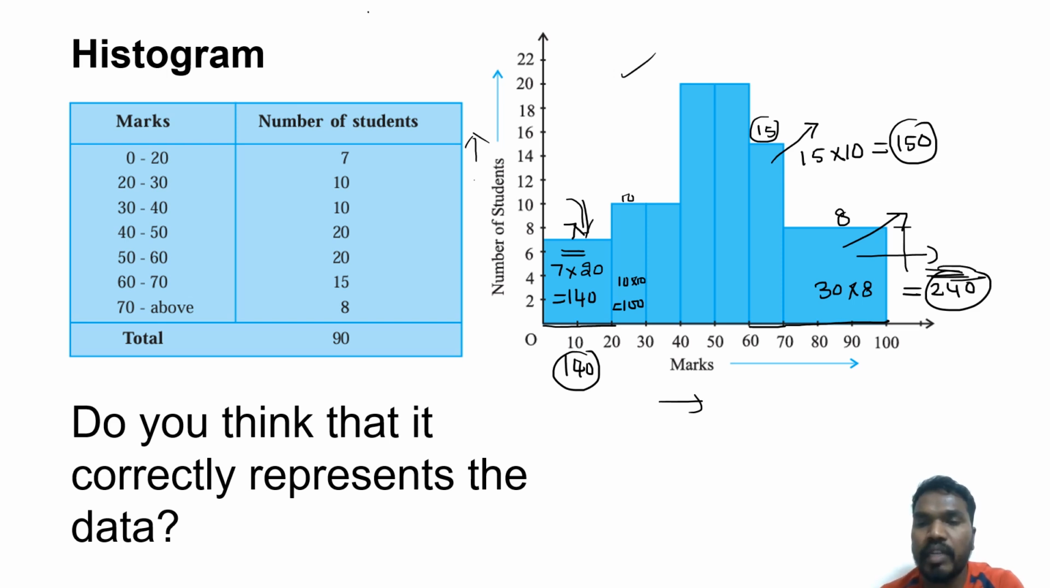This is having more area. So that means whatever the histogram I have drawn is not correctly representing the data, right? Whenever you have different class widths, you should be very careful. You should make sure that the areas of all the rectangular bars are proportional to the frequency or not. That you need to recheck.